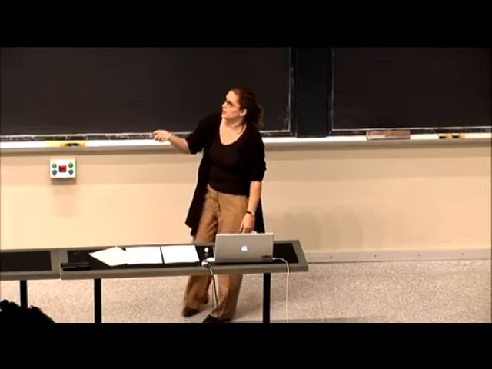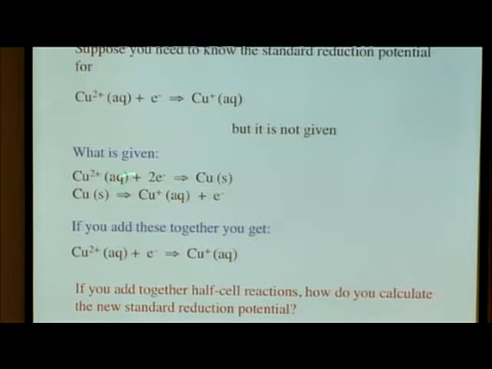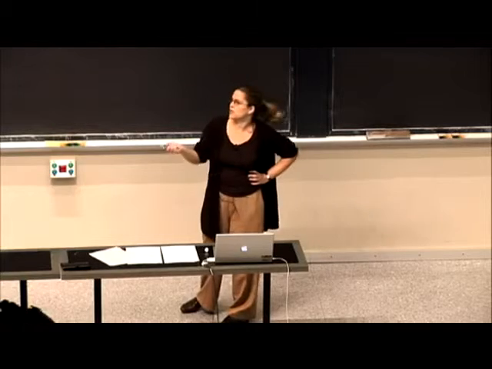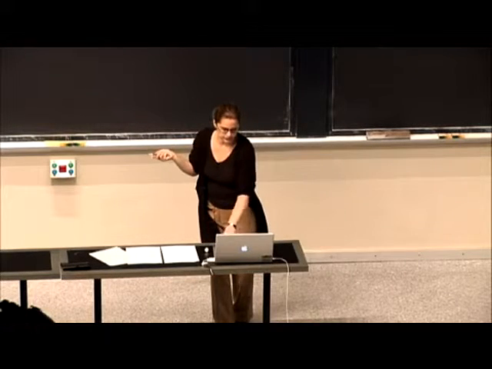and you'll realize that if you combine these equations, you'll get the desired one. So if you add these together, the copper 2 with 1 electron cancels out here, the copper solids cancel out, and you're left with copper plus 1. So you add these together, and you know the potentials for these. How do you get the standard potential for the thing you've come up with, for the sum of those?